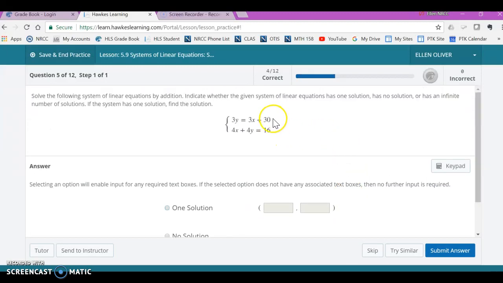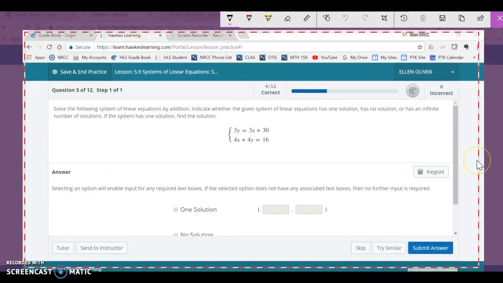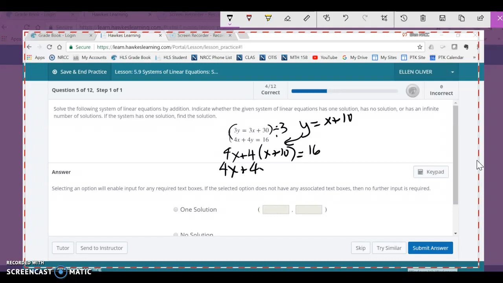All right, this one is also set up for substitution, so I'm going to do it that way. Because if I just divide that first equation by 3, I get y equals x plus 10. Super easy. Substitute that into here. 4x plus 4 times x plus 10 equals 16. 4x plus 4x plus 40.